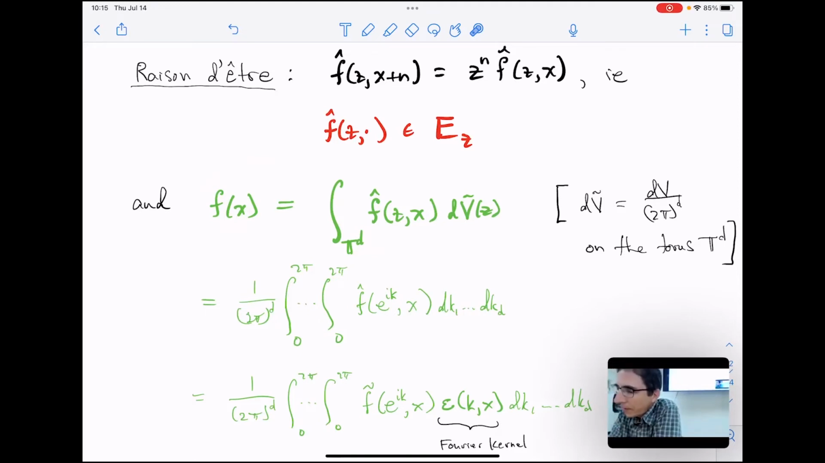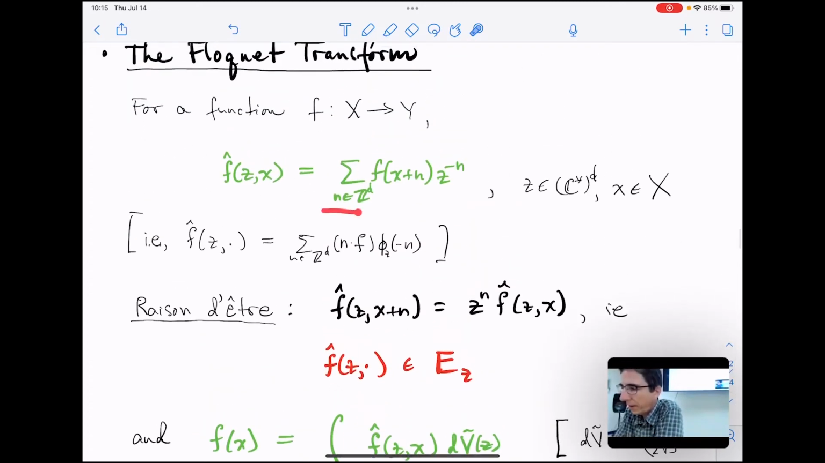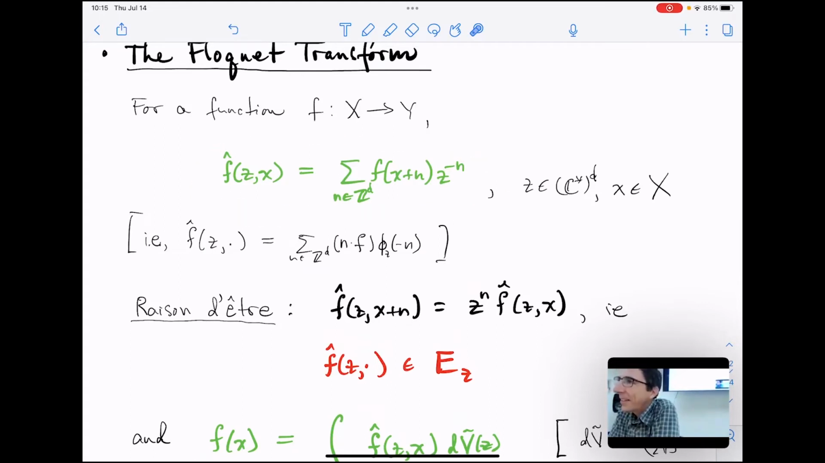Now I've defined this f hat for any z, and a good student would ask me, well, how do you know this even converges, right? Well, you don't. A very nice thing about this is that symbolically it's fine. This is a Laurent series with coefficients that are shifts of f. You can't argue with that.